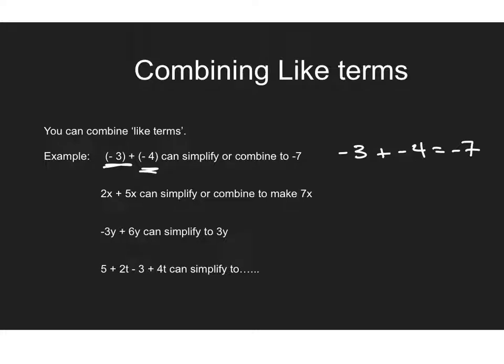Here we have variables. We have 2x plus 5x, and if you add those together, that equals 7x. Here we have a negative coefficient with a variable, and a positive coefficient. So -3y plus 6y, it follows the integer rules, a negative plus a positive. So we're going to end up with positive 3y.